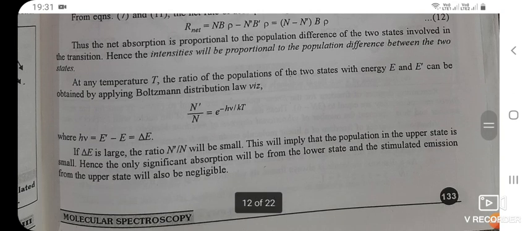At any temperature T, the ratio of the populations of the two states with energy E and E dash can be obtained by applying the Boltzmann distribution law. N dash upon N equals e raised to the power minus h nu upon kT, where h nu equals E dash minus E equals delta E. If delta E is large, the ratio N dash upon N will be small. This will imply that the population in the upper state is small. Hence, the only significant absorption will be from the lower state and the stimulated emission from the upper state will also be negligible.